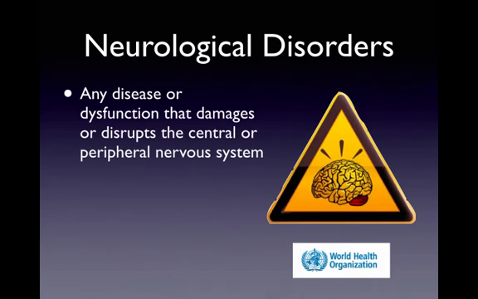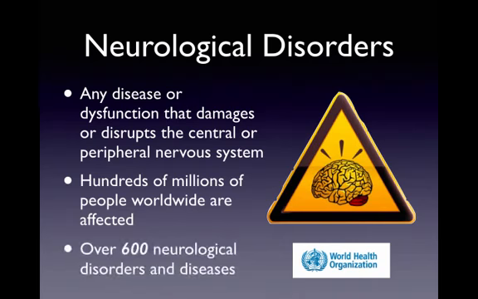So a neurological disorder is any disease or dysfunction of the central or peripheral nervous system that causes damage. There are over 600 known disorders currently, and people are affected by these worldwide. The World Health Organization gives numbers such as 50 million people worldwide are affected by epilepsy, 62 million people are affected by cerebrovascular disease like stroke, 326 million people suffer from migraine, and 24 million are affected by Alzheimer's disease and other dementias across the world, and that number is only expected to increase exponentially.